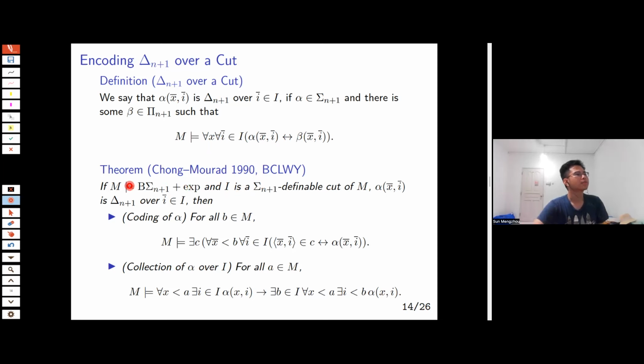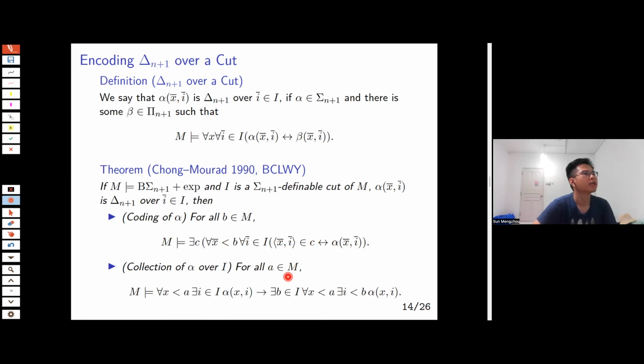It says that if M satisfies BΣ_{m+1} plus x, and here we need I to be a Σ_{m+1} definable cut, and alpha is Delta m plus 1 over this cut I, then we can do the coding of this alpha, but up to a parameter in the cut. So it says that for any upper bound b, there is a code c such that c codes alpha up to x less than b, and I in the cut. So this c correctly records the information of alpha up to the parameter in the cut.